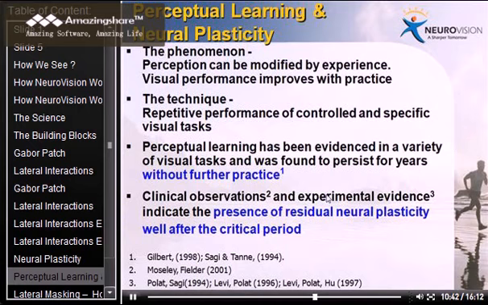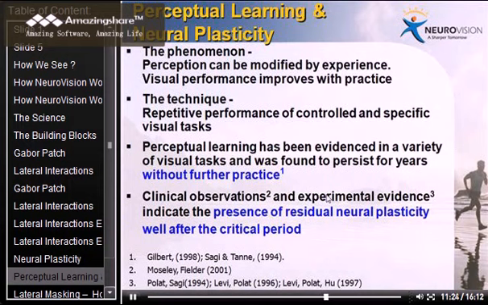Neuroscientists showed that with perceptual learning and very methodological training, you can actually improve very low-level brain skills such as visual performance. And this is exactly what we do with NeuroVision. We use repetitive performance of controlled and very specific visual tasks, which, when done repeatedly in a very controlled way, with very controlled parameters, we see improvement in performance in different visual tasks, and that was found to be persistent for years.